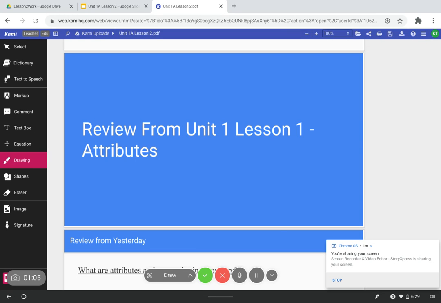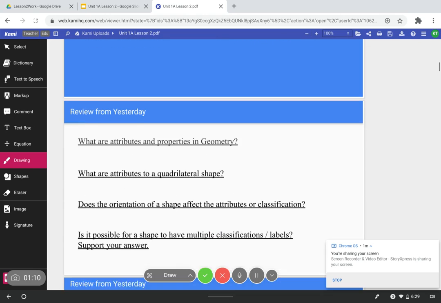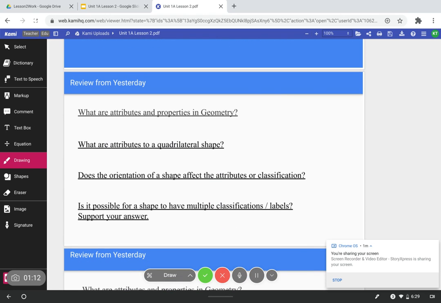First, we're going to review what we learned in lesson 1. So here are some of the questions that we went over yesterday. What are attributes and properties in geometry? What are attributes to a quadrilateral shape? Does the orientation of a shape affect the attributes or classification? Is it possible to have multiple classifications or labels?